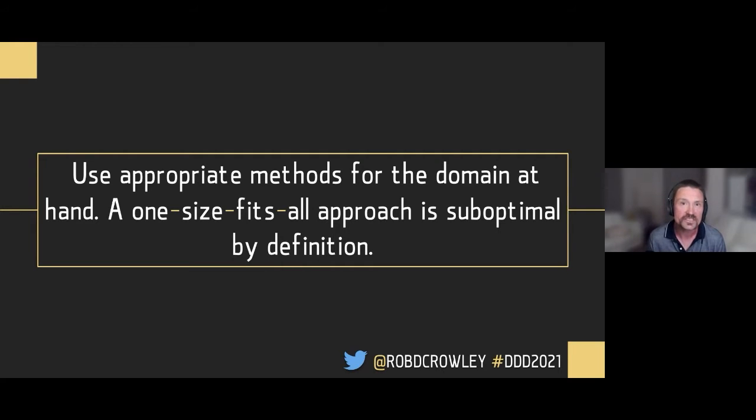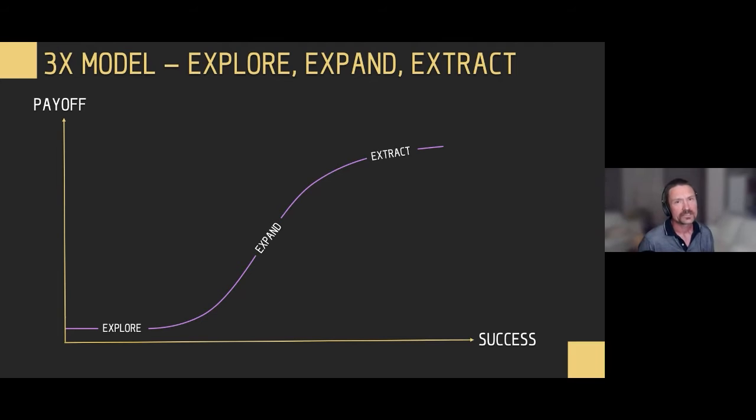So with this insight that we can't apply one approach across everything, then how might we flex our approach or our company structure to enable the appropriate method or approach for each life cycle or stage that the product or capability is in? And Kent Beck, the man behind XP, when he was at Facebook, defined a model called 3X around explore, expand, and extract.